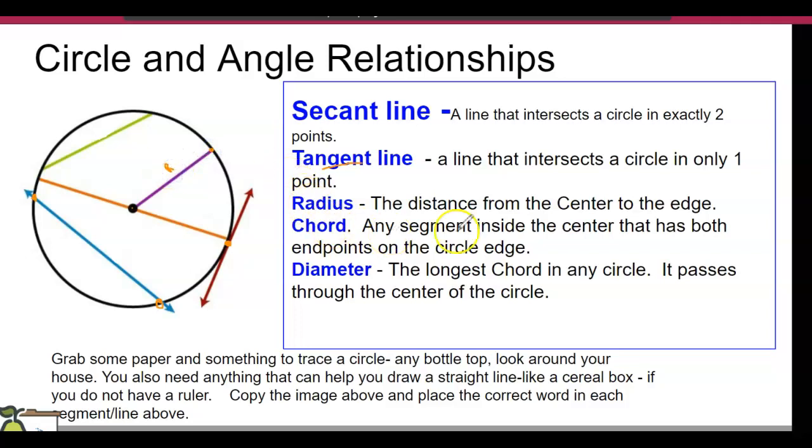And a chord is any segment inside the circle that has both endpoints on the circle. So it'd be this green one right here. This would be the chord. And then the diameter is the longest chord. It goes through the center. So it would be this orange one. So go ahead and check your answers.